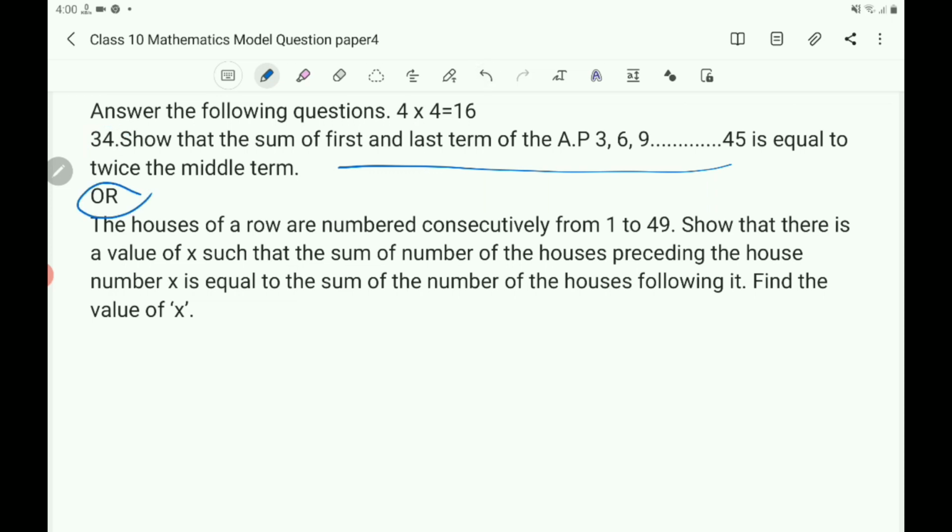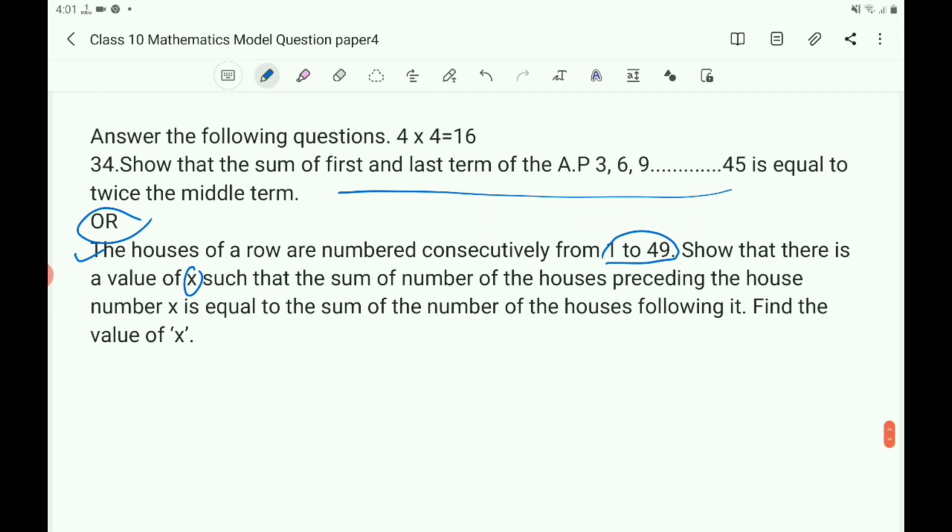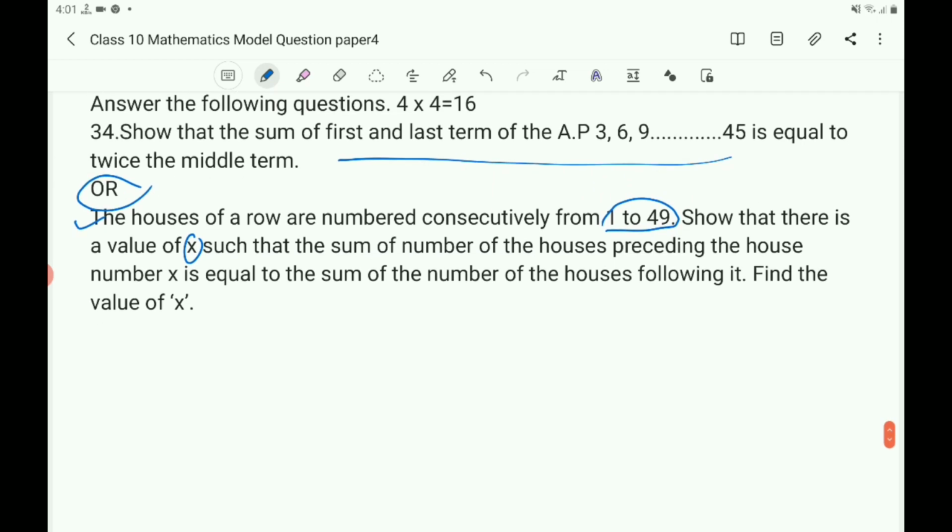Here there is an OR question. Read that question. The houses of a row are numbered consecutively from 1 to 49. Show that there is a value of x such that the sum of the numbers of the houses preceding the house number x is equal to the sum of the numbers of the houses following it. Find the value of x. So it is given that the numbers are from 1, 2, 3, and so on to 49.